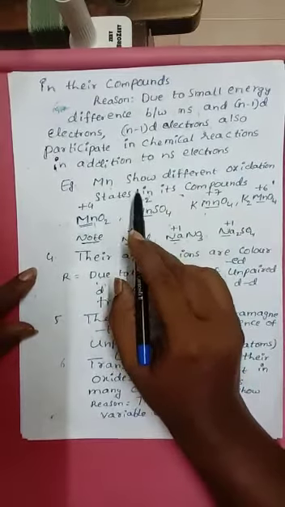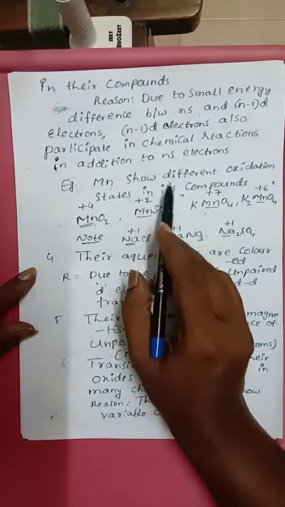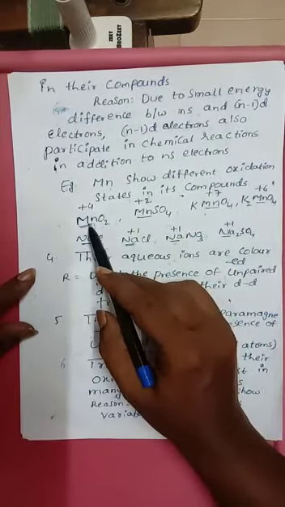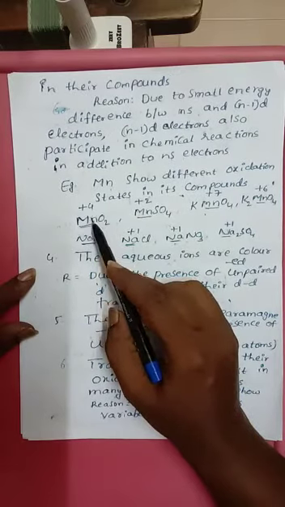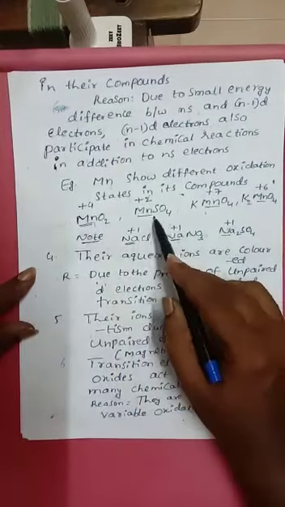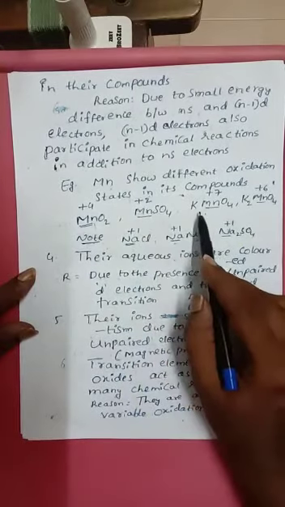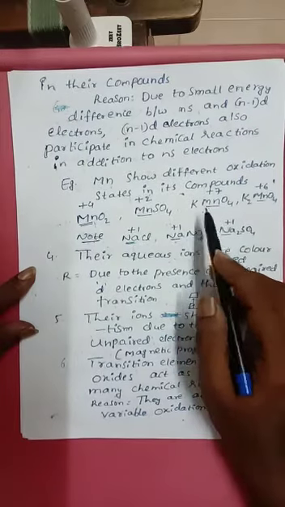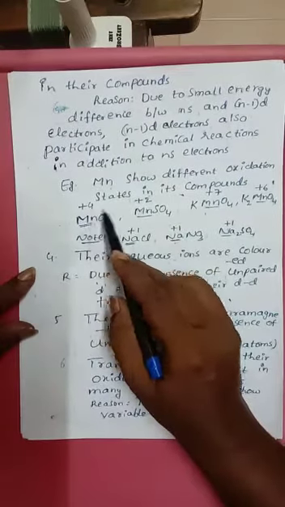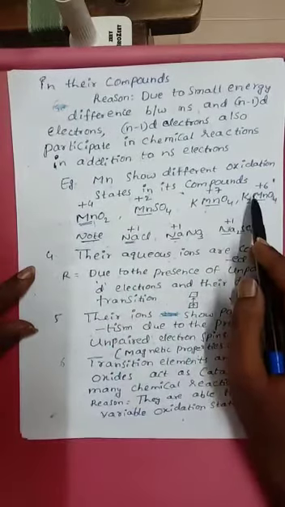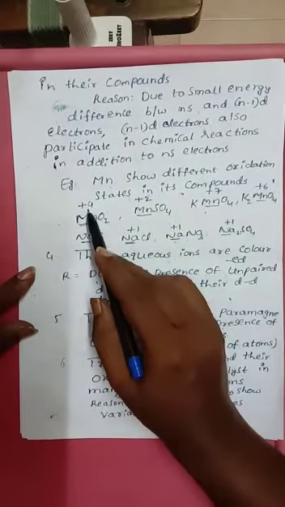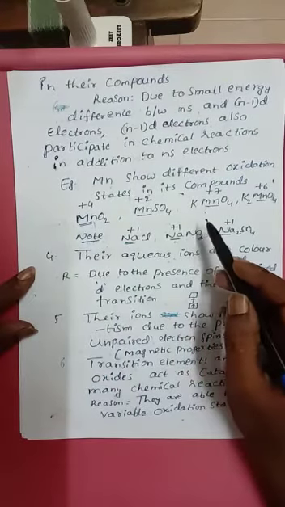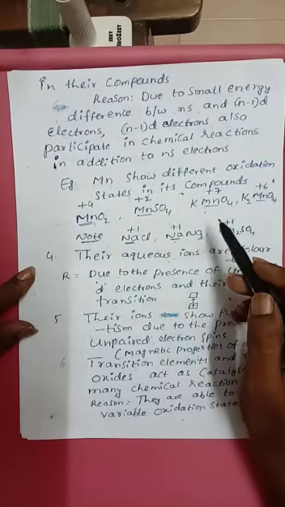For example, let us take manganese. Manganese shows different oxidation states in its compounds. In manganese dioxide, what is the charge on manganese? +4. So oxidation state +4. In MnSO4, +2. In KMnO4, +7. In K2MnO4, +6. So manganese shows different charges. The charges are nothing but oxidation states. Manganese shows different oxidation states in its compounds. This property is called variable oxidation states.